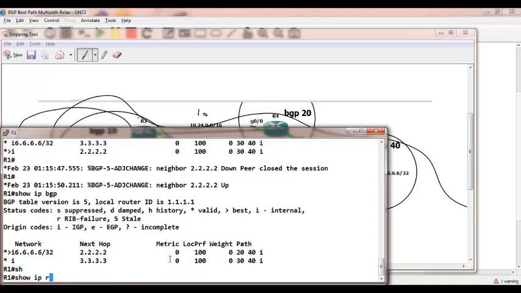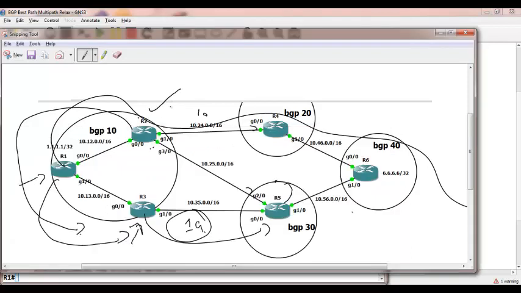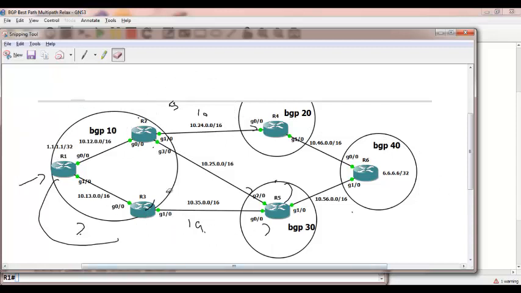Right now, show ip route bgp. I got a route via 2.2.2.2. This will become 3.3.3.3 if I change the local preference. There are 2 ways to do it. One, to make this bigger, or you can make this smaller. You can leave it like this. You can go to router 2 and make it 50, or leave this 100 default, go here and change it to 200. Any one you can follow. Let me follow the first one which I said. I'll go and change the local preference of router 2 to 50. So router 3 will be bigger.